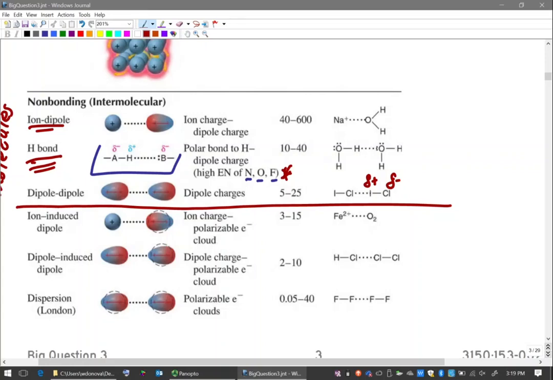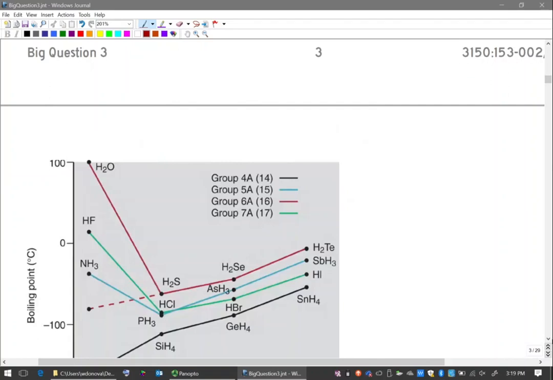So you look for N, O, or F bonded to hydrogen, and then another N, O, or F with a lone pair, like B over here. That's where you get hydrogen bonding. Now, hydrogen bonding is pretty important for a couple of reasons. We notice that the energy of hydrogen bonds is in the dozens of kilojoules per mole.